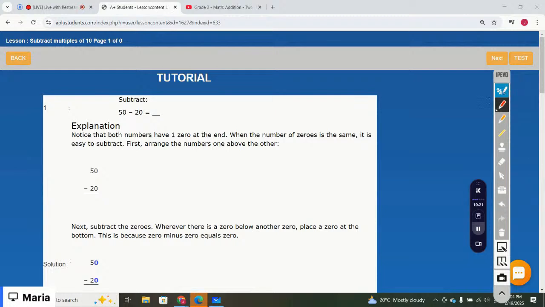So how do you subtract? You have to write them down one above the other. Both the numbers have exactly one 0, right? So it is easy to subtract. 0 take away 0 is 0 and 5 take away 2 is 3. So 50 minus 20 is 30.